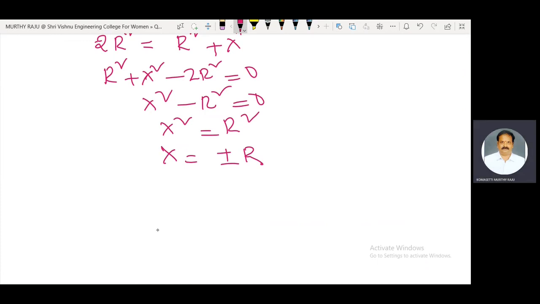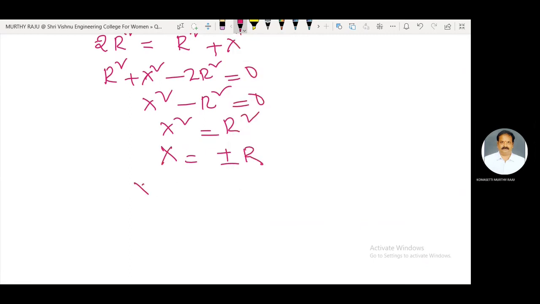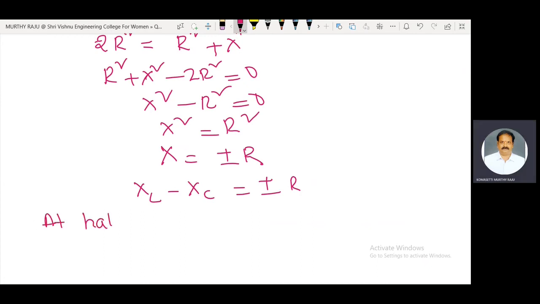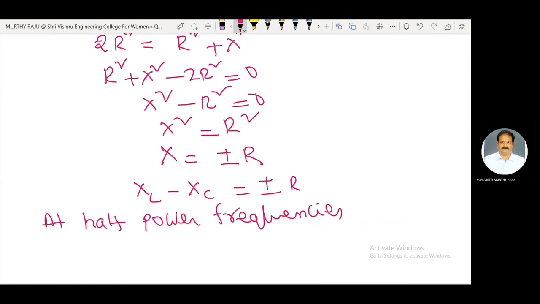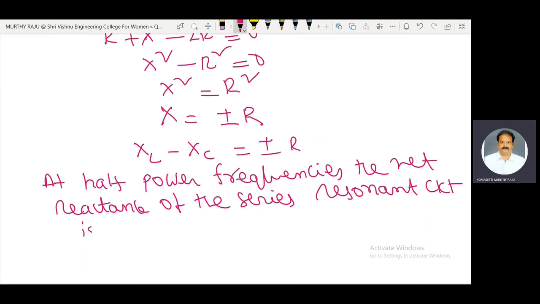Here X is the net reactance, XL minus XC, which is equal to plus or minus R. At the half power frequencies, the net reactance of the series resonant circuit is plus or minus R.